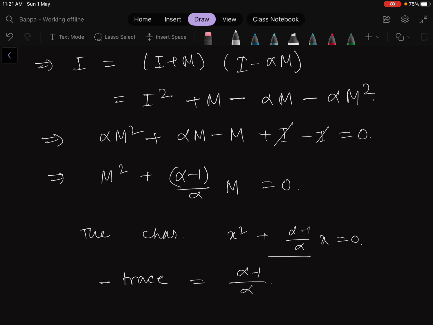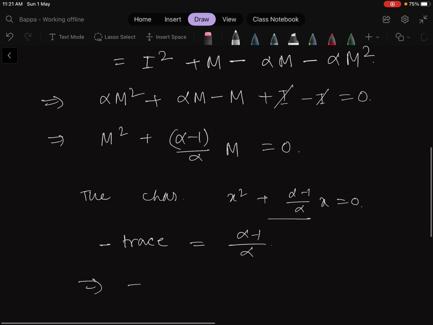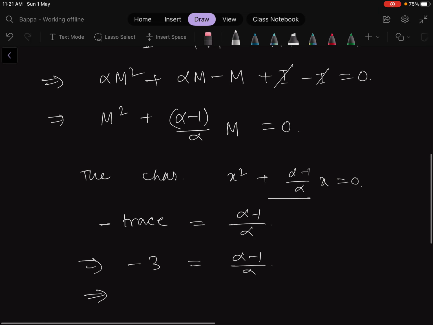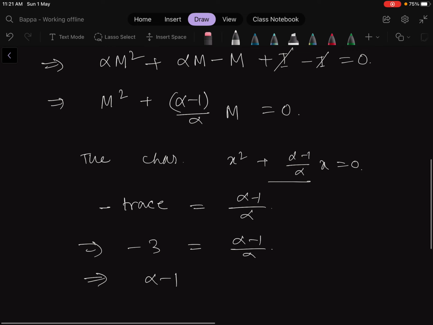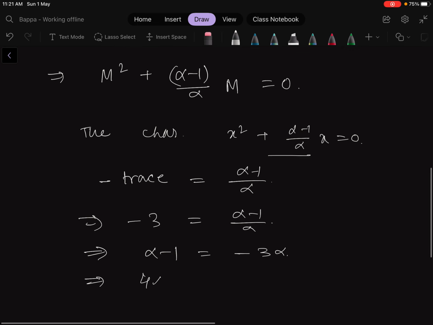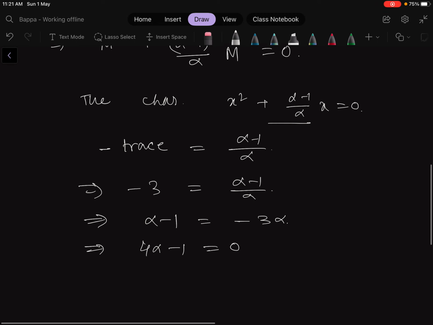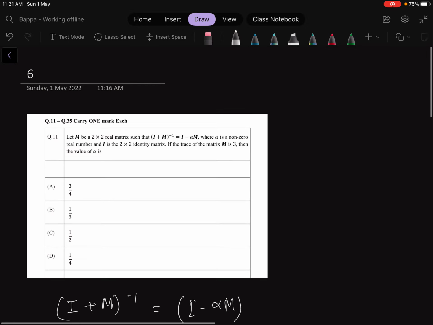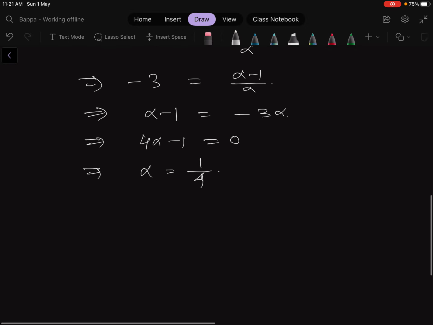So this is equal to minus the trace, equal to alpha minus 1 by alpha. So that means minus 3 equal to alpha minus 1 by alpha. That means alpha minus 1 equal to minus 3 alpha. That means 4 alpha minus 1 equal to 0. So that means alpha equal to 1 upon 4. So let us look at the options. Option D is correct. So option D.